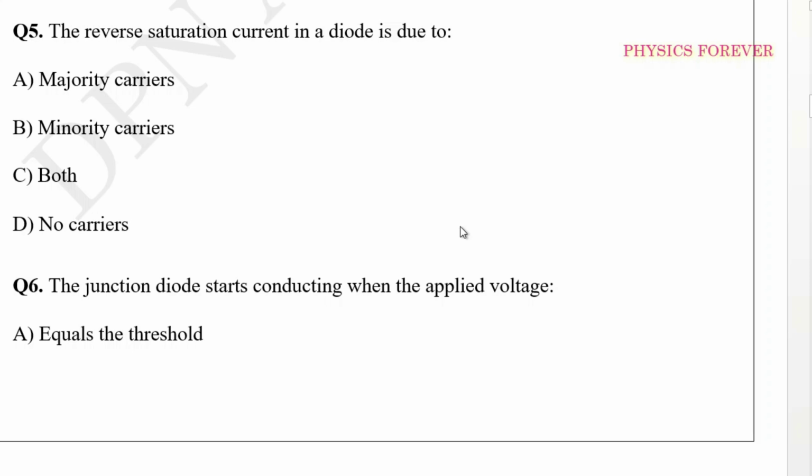So the reverse saturation current in a diode, you have to read the question carefully, most important. The reverse saturation current in a diode is due to the minority carriers only, so the correct option will be minority carriers. That is most important, we have to remember, okay?